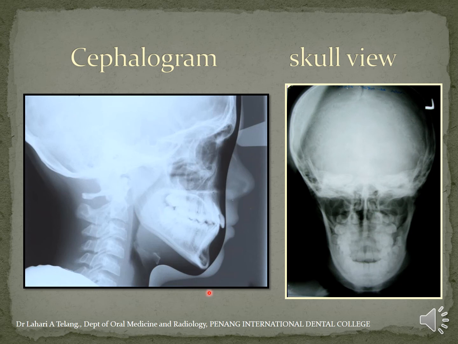This is a cephalogram where you're seeing the profile of a patient. In this radiograph, you see one side of the patient overlapping over the other, so it's primarily used for diagnostics in orthodontics. This is an example of a skull view. There are various other skull views, but I've just shown you one. This is a posterior anterior skull view, which is taken for the entire skull, and again of use in maxillofacial surgery.